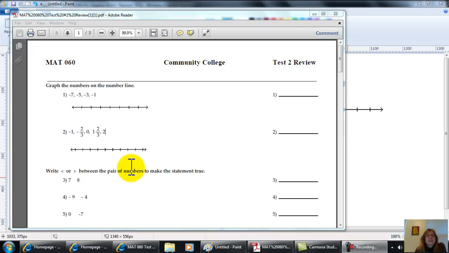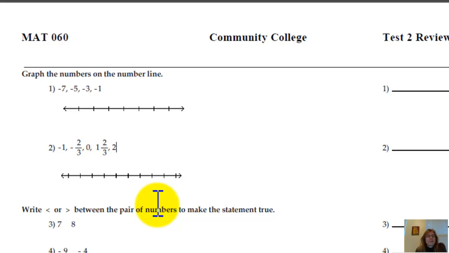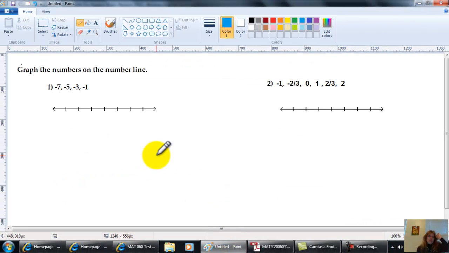Alright, these are the recorded answers for Test 2 review for Math 060. And we're going to do the first two problems, graph the numbers on the number line. So I put that on Paint.